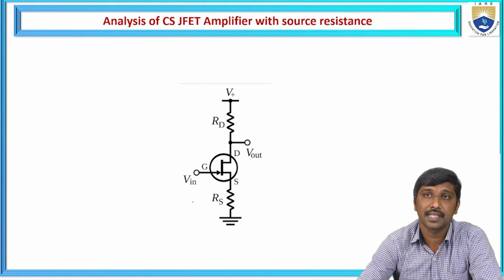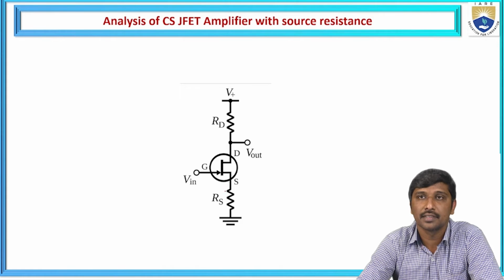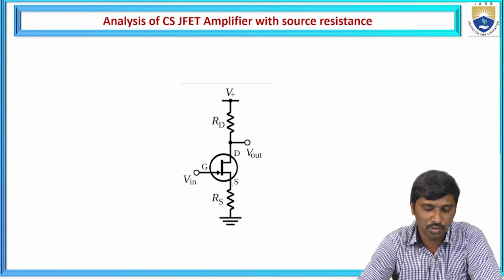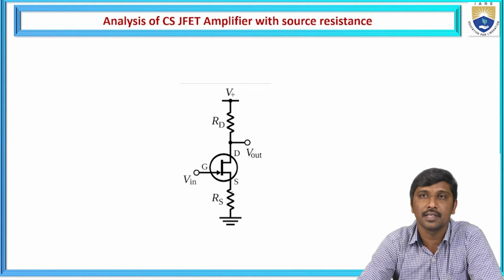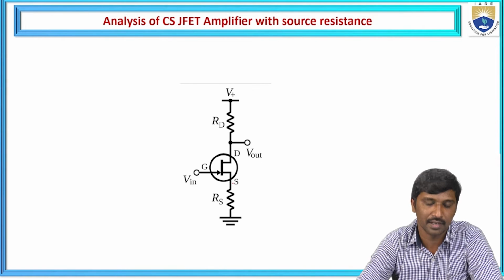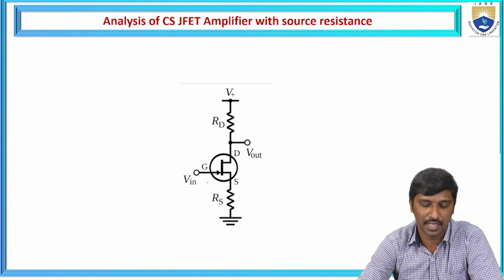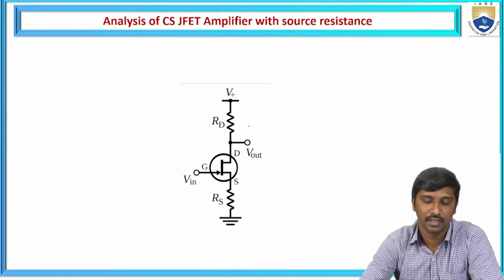In the previous case, I did not consider the source resistance, which means the source was directly connected to ground potential. In this case, I am going to connect the source resistance to the source terminal. Again, we are going to choose the common source JFET amplifier, and the only modification is that I am going to place the source resistance in this common source JFET amplifier.